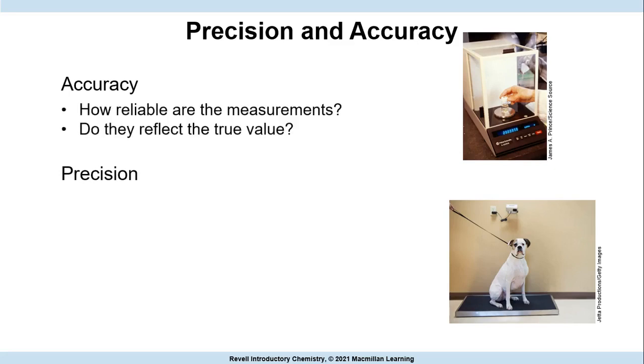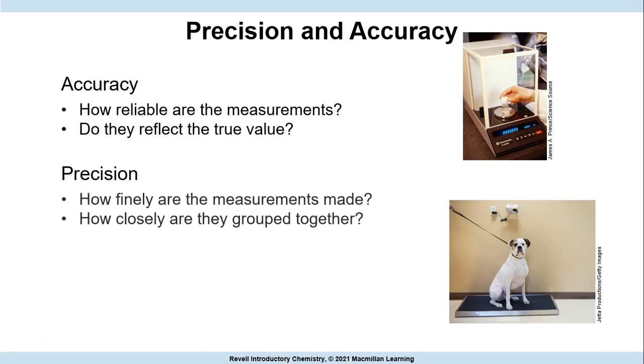So accuracy refers to how reliable the measurements are. When we say something that we have measured is accurate, it means that it is very close. It reflects the true value. So with accuracy, we are looking at the value that we've carried out. How close is it to the true value? So that is what is referred to as accuracy.